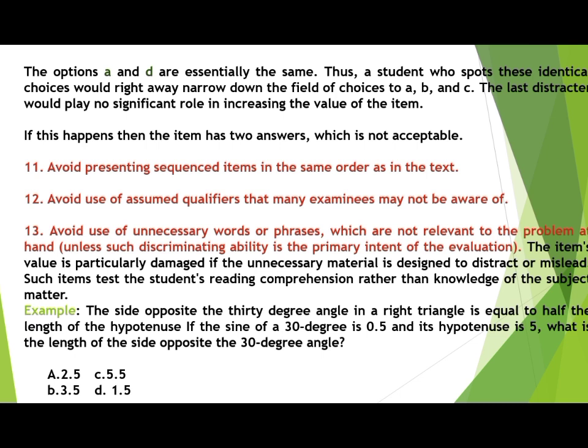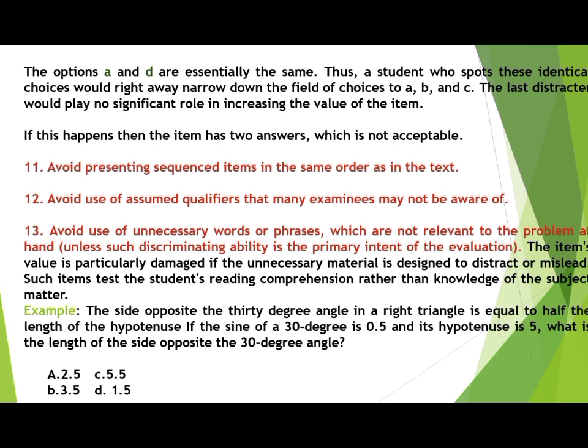The side opposite a 30 degree angle in the right triangle is equal to half the length of the hypotenuse. The sine of a 30 degree angle is 0.5. Its hypotenuse is 5. What is the length of the side opposite the 30 degree angle? 2.5, 3.5, 5.5, 1.5. So, dapat i-avoid ang mga unnecessary words or phrases.